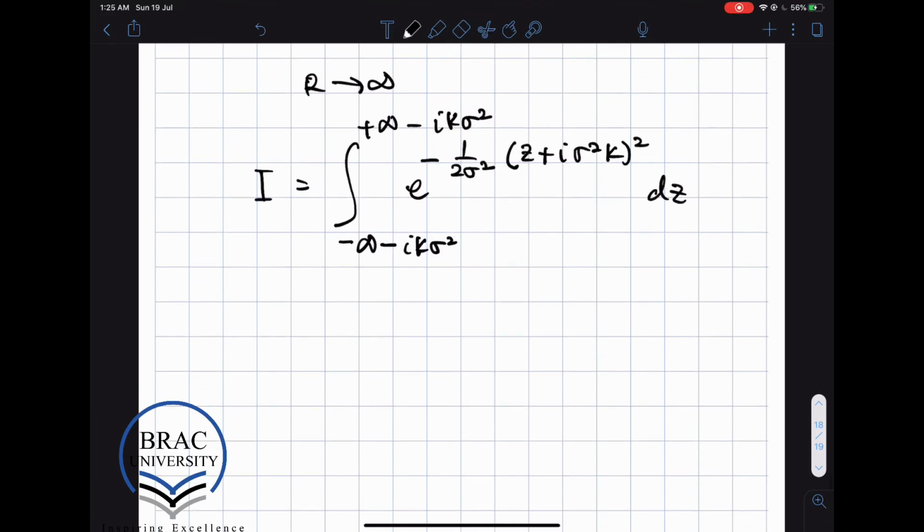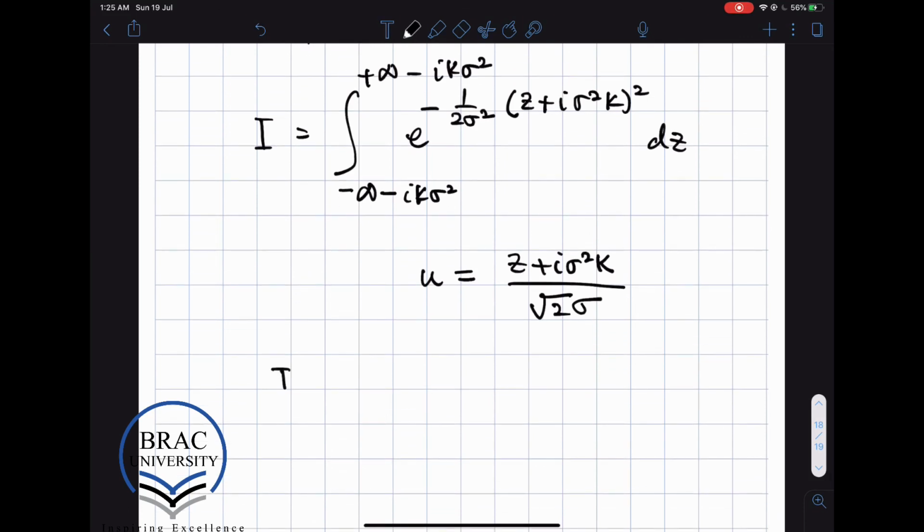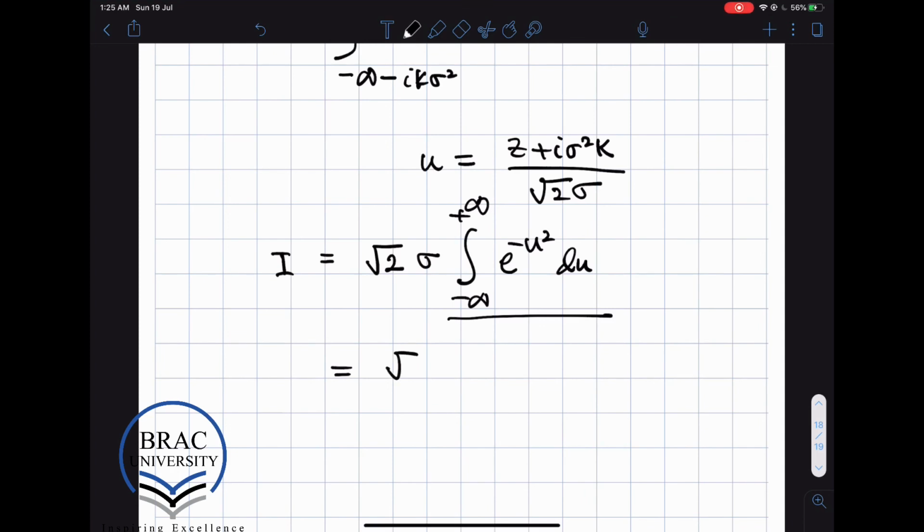And now we are in a position to make a variable transformation. We can introduce a variable u, given by z plus i sigma squared k divided by square root of 2 sigma. If you do that, then our integral becomes square root of 2 sigma times the integral from minus infinity to plus infinity of e to the power minus u squared du. And this we know is just the Gaussian integral. That gives me square root of pi, and this is going to give me square root of 2 pi sigma.